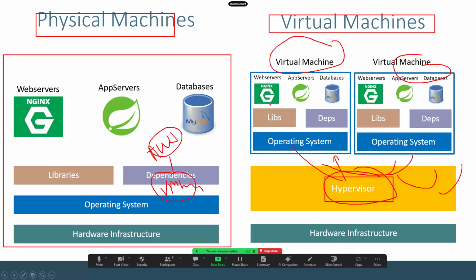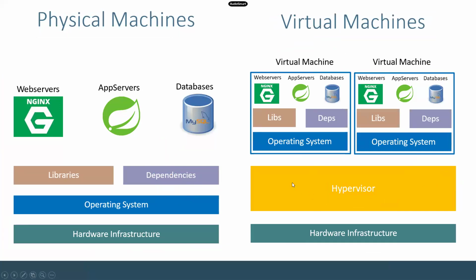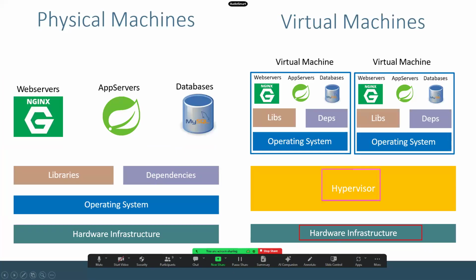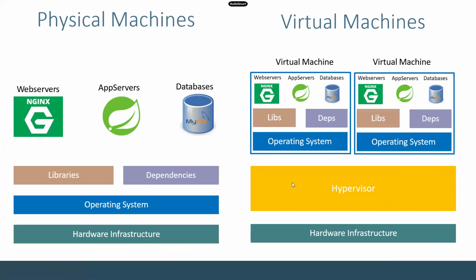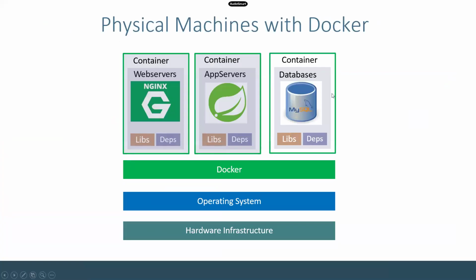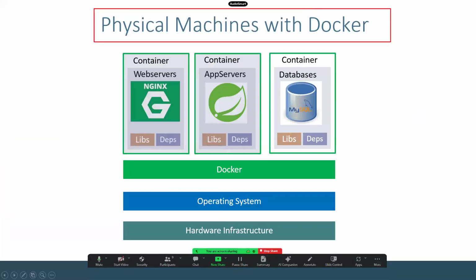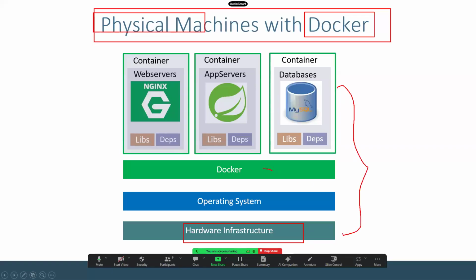On top of it, you can install what? Operating system, then Docker. Forget about Docker, we'll come to that later. Here you have observed hardware, hypervisor, then operating system, and installing all dependency libraries. Next, install Docker on top of the physical machine. Between the hardware and your application, there is another layer called Docker. Docker acts as a mediator.